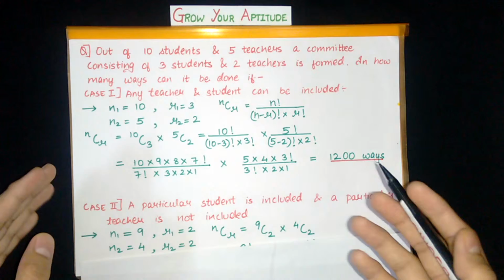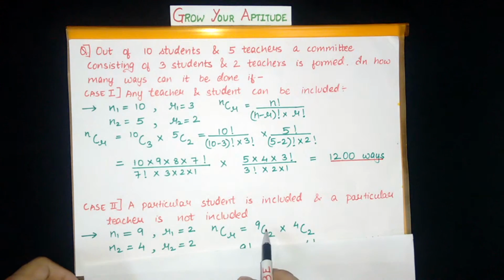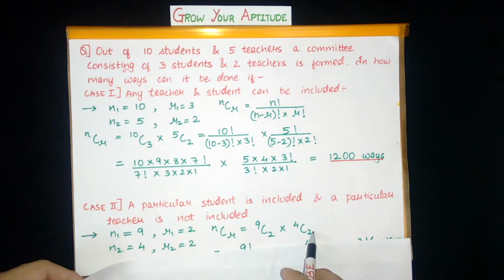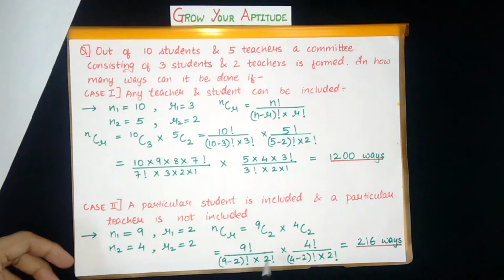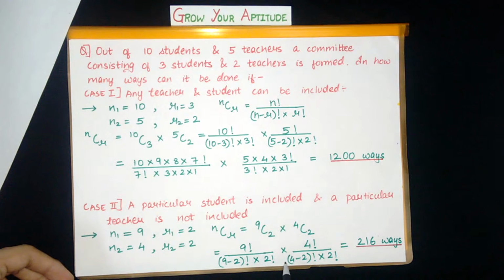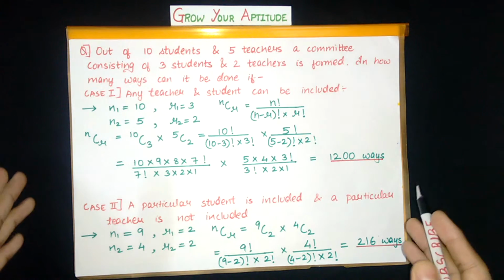And now when you apply the formula of combination, you would get NCR is equal to 9C2 into 4C2, which when you solve further, you would get 9 factorial divided by 9 minus 2 factorial into 2 factorial, into 4 factorial divided by 4 minus 2 factorial into 2 factorial, which when you solve further, you would get the answer as 216 different ways or 216 different combinations.